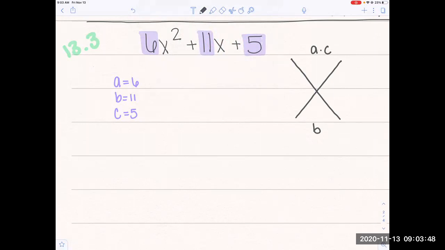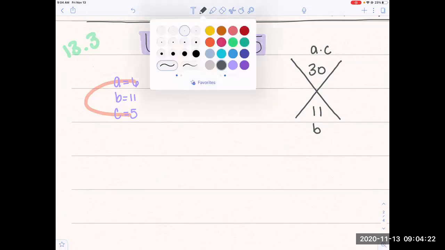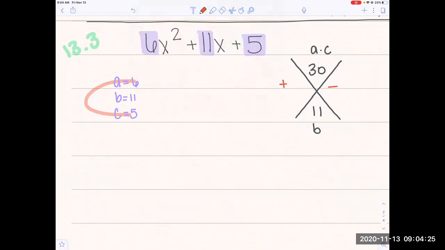A times C on top. A times C, 6 times 5, is going to give me 30. B goes on the bottom, or 11. So I'm looking for two numbers that will multiply to 30 and add to 11. Because A times C is positive, both signs are going to match B. And so both of these are going to be positive.